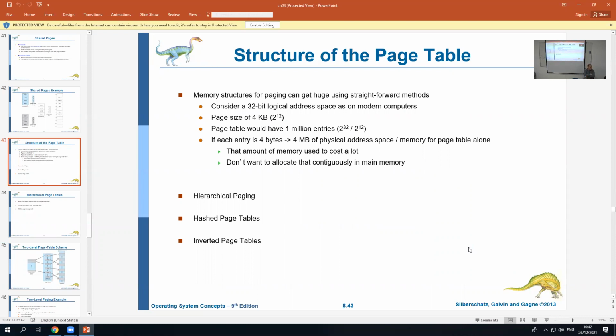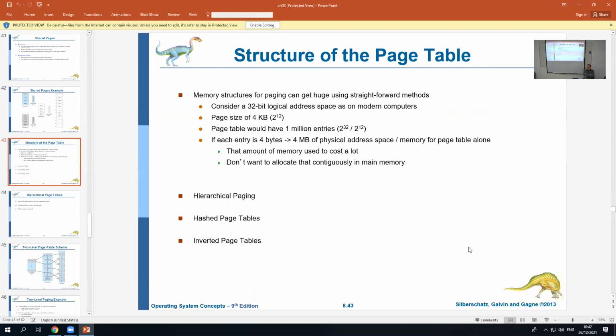Okay, let's think of this. Here we're just discussing the dangerously large size that a page table may get to. It can get huge using straightforward methods. Consider, for example, a 32-bit logical address space as on modern computers. Well, nowadays we have 64 bits. It's a little bit old. And a page size of 4 kilobytes, which is actually pretty normal.